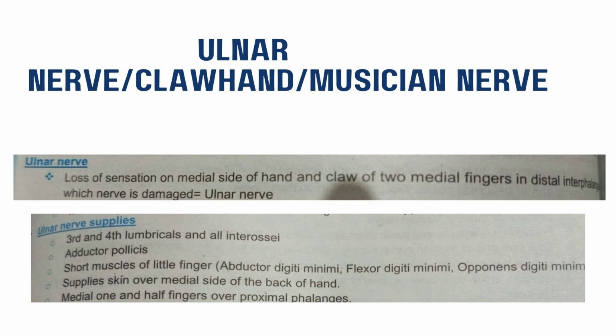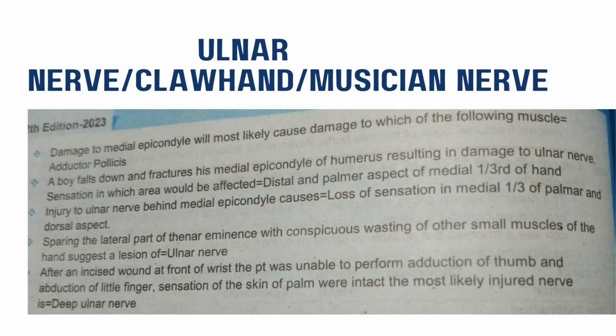The important nerve supply of the ulnar nerve: third and fourth lumbricals, along with all the interossei muscles, adductor pollicis muscle, the short muscles of the little finger, that is abductor digiti minimi, flexor digiti minimi, and opponens digiti minimi, and it supplies the skin over the medial side of the back of the hand and medial 1.5 fingers over the proximal phalanges. So this is important for the ulnar nerve, that these branches are more important than the ones we have previously discussed. Okay, now a few more MCQs related to the ulnar nerve, discussed in the Rafi point 449.